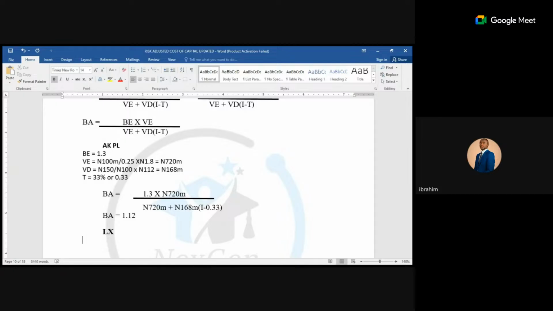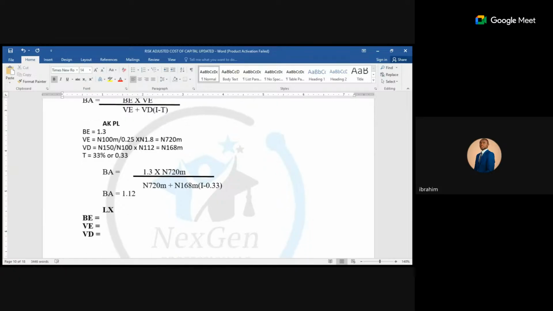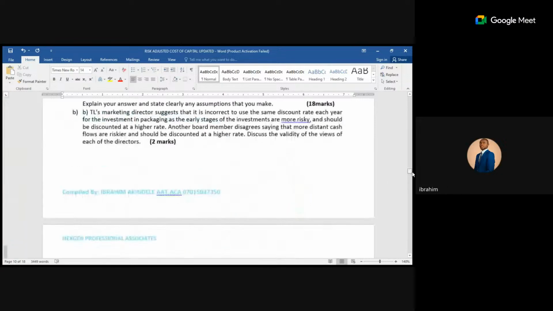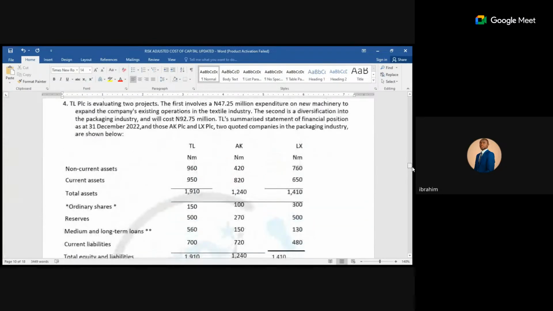What is the BE? What is the value of equity? 1.2. What is the value of debt? What is the tax rate? So what is the equity beta? 1.2. Okay, so let's quickly determine the value of equity for LS.